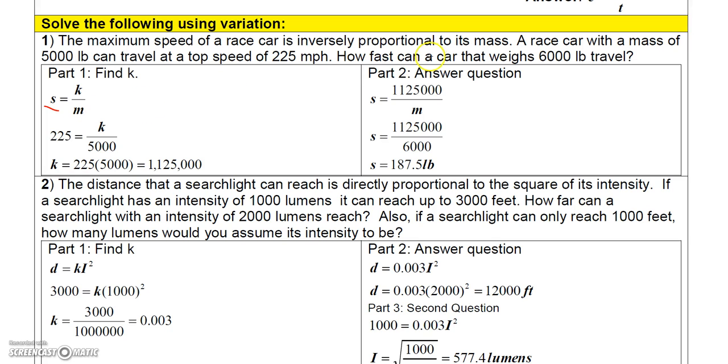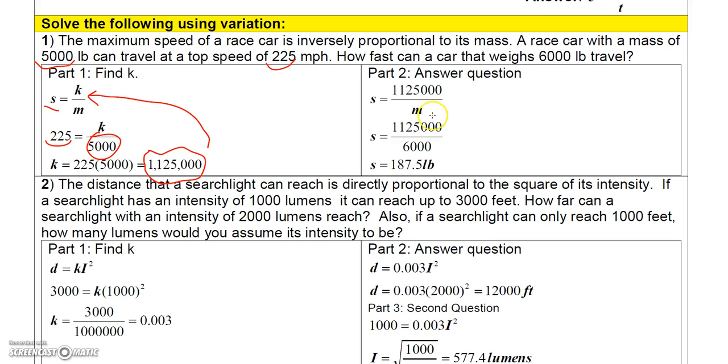So now, if we're given any information, we can find the constant. So let's see what we're given. A race car with a mass of 5,000 can travel a top speed of 225. So that tells me that if I put in a speed of 225 for S, then I can put in 5,000 for the mass. And now all I need to do to solve for K is multiply both sides by 5,000. And so I'll get 5,000 times 225 is equal to K, which is 1,125,000.